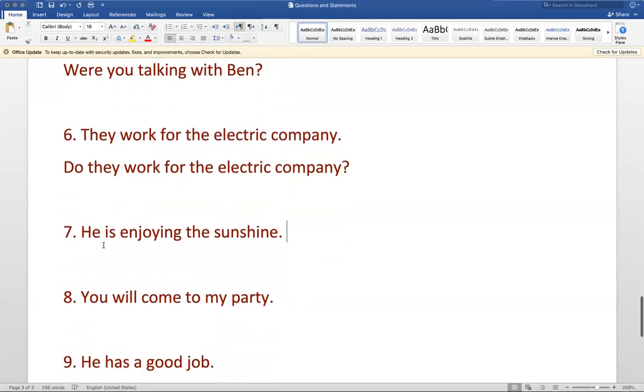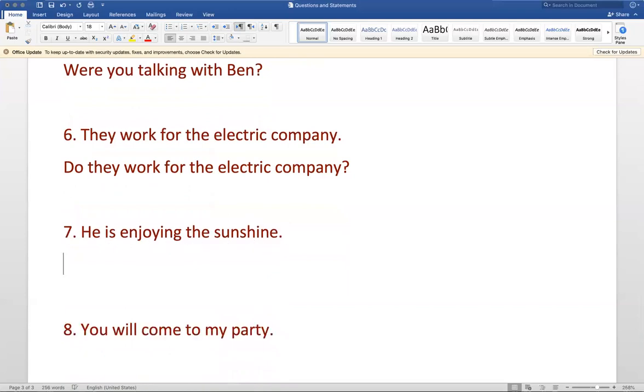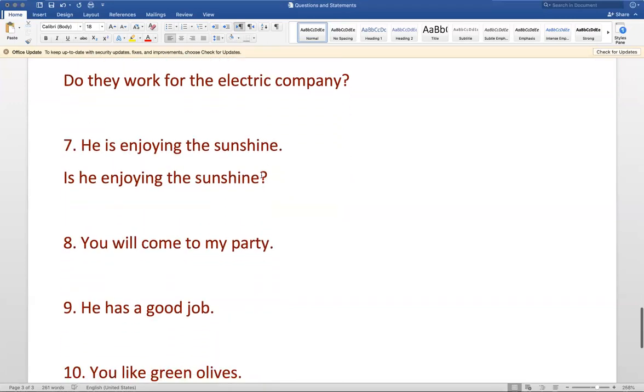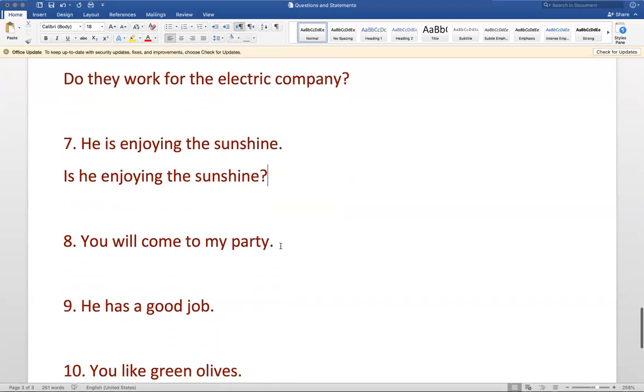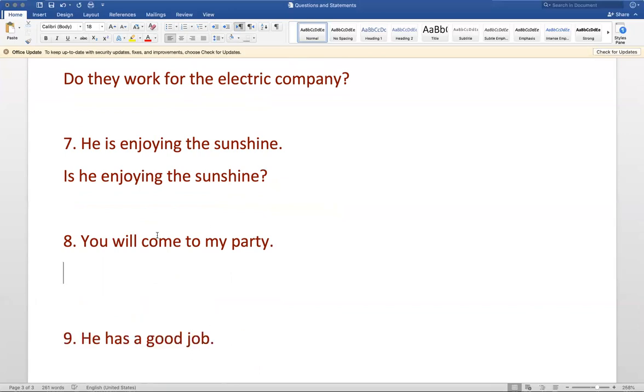Okay, here he is enjoying the sunshine. All we need to do is switch the words around. Is he enjoying the sunshine? Okay, you will come to my party. We have our two verb words here. We're just going to put the you in the middle. Will you come to my party? There's our question.